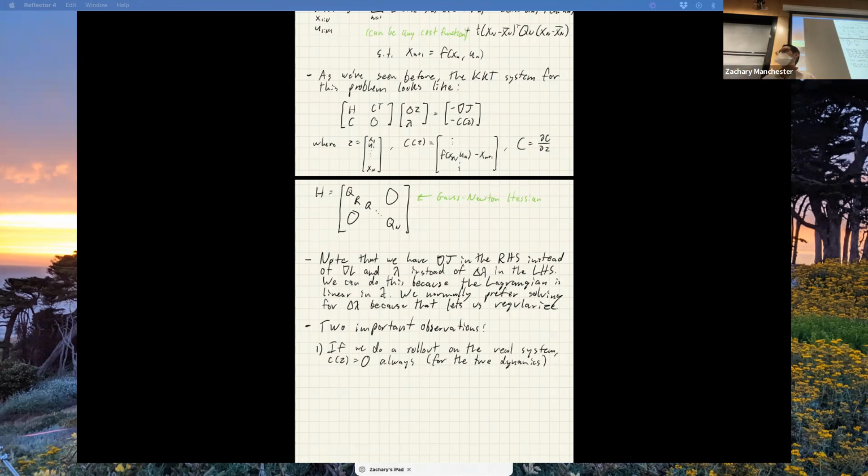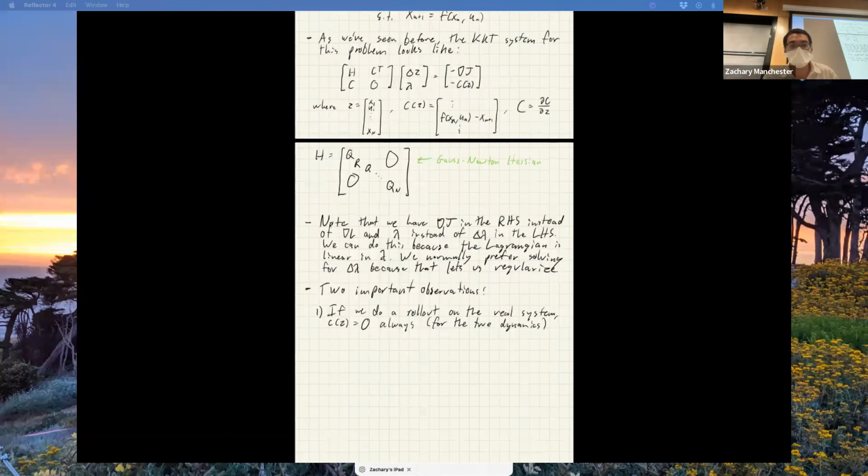If I do a direct method normally, I can do an infeasible start, where I give it a bad guess and those dynamics don't have to be satisfied. So that could be non-zero in general for these methods. But here I'm doing a rollout, so that thing is 0 automatically.